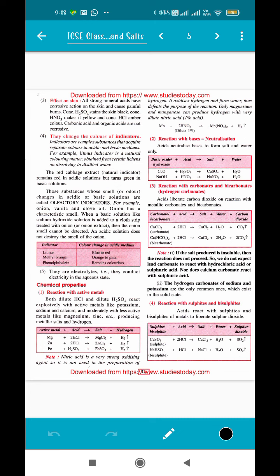Next, what is the effect on skin? I told you on the first day itself that they are very, very corrosive. They can cause huge damage on the skin.